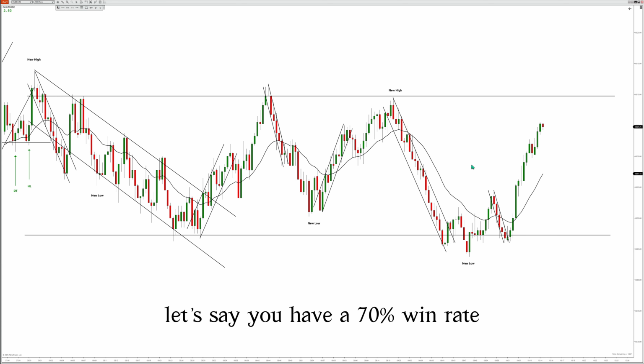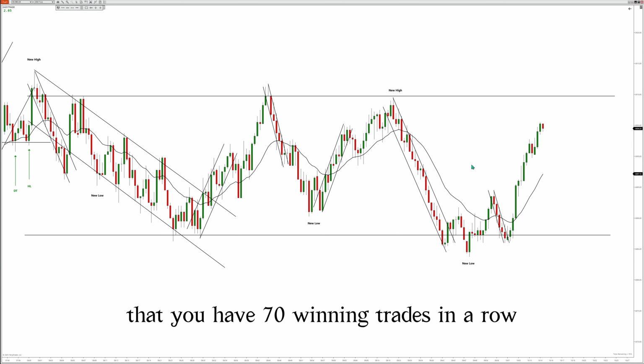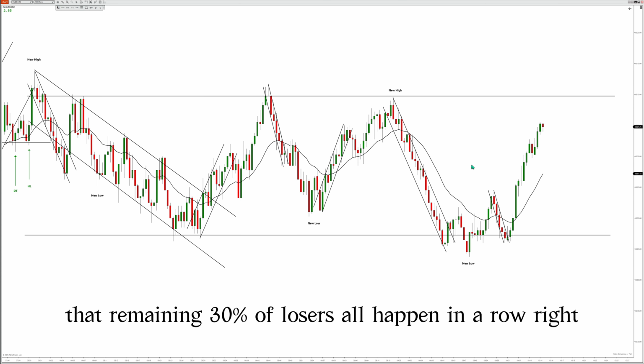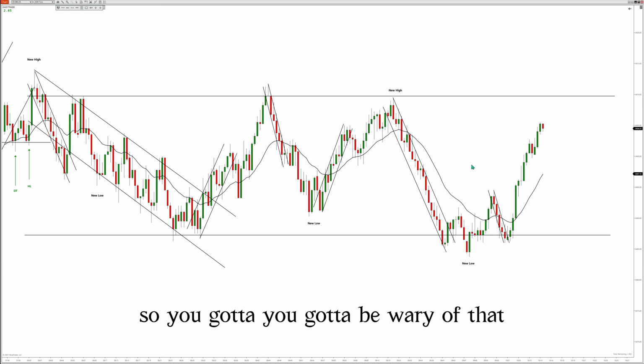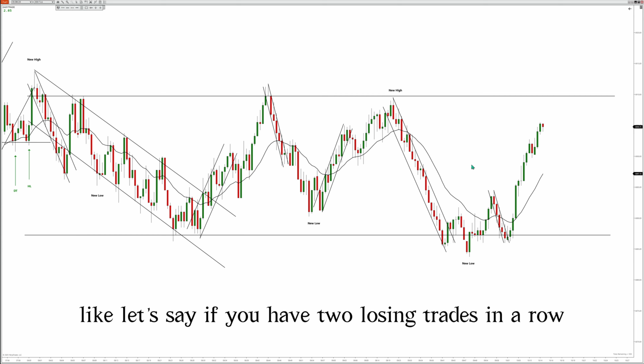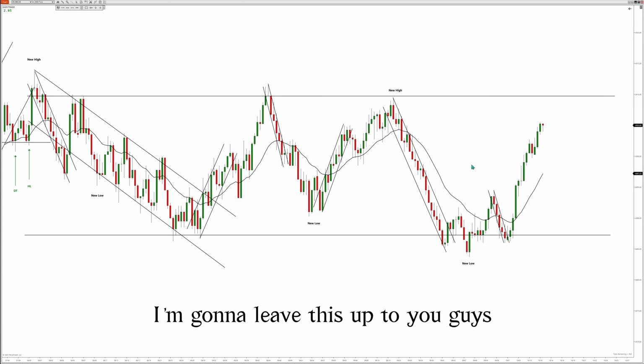Let's say you have a 70% win rate and you take 100 trades. With a 70% win rate, there's a chance that you have 70 winning trades in a row, but there's also a chance that the remaining 30% of losers all happen in a row. So you gotta be wary of that. Let's say you have 2 losing trades in a row and you're about to take your third one.